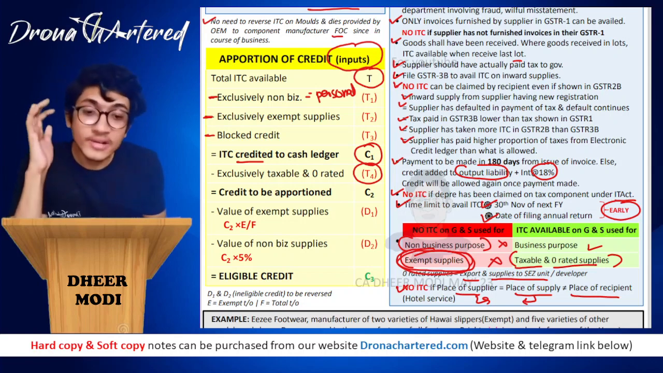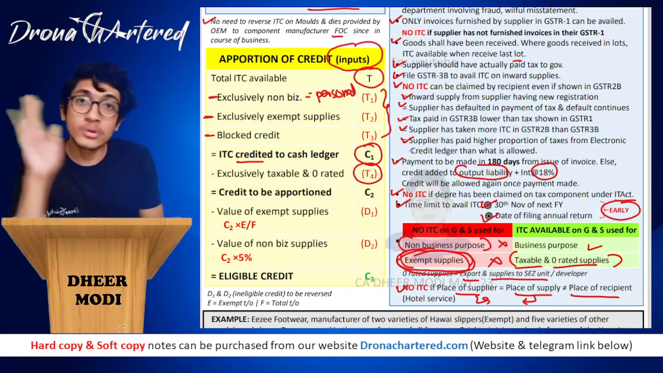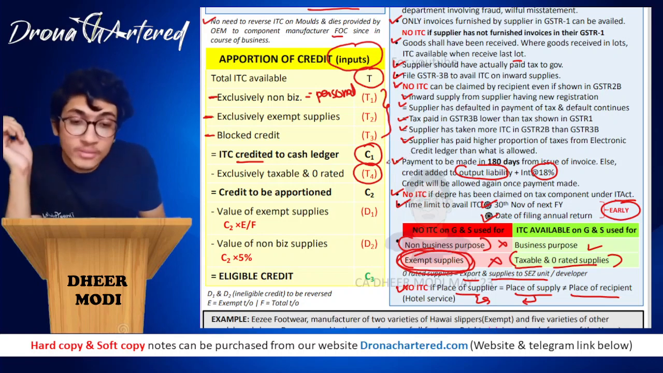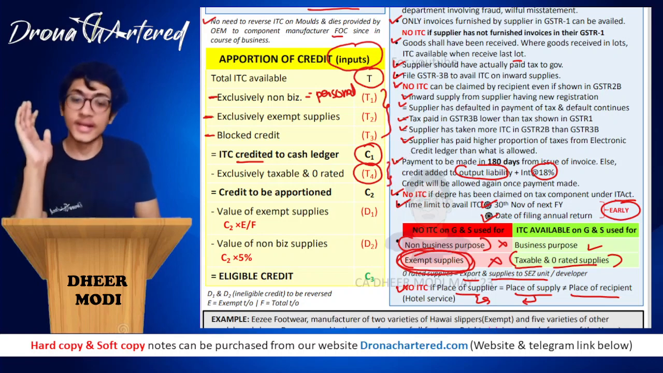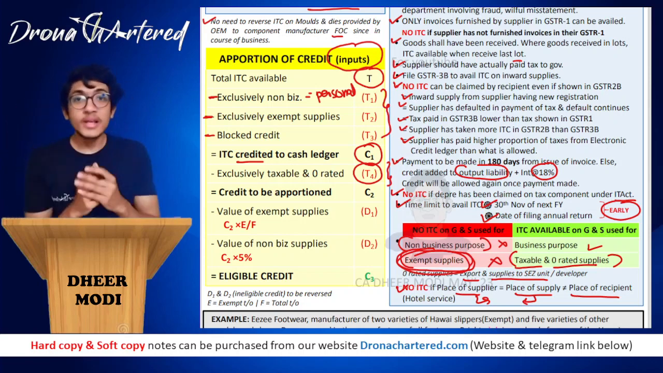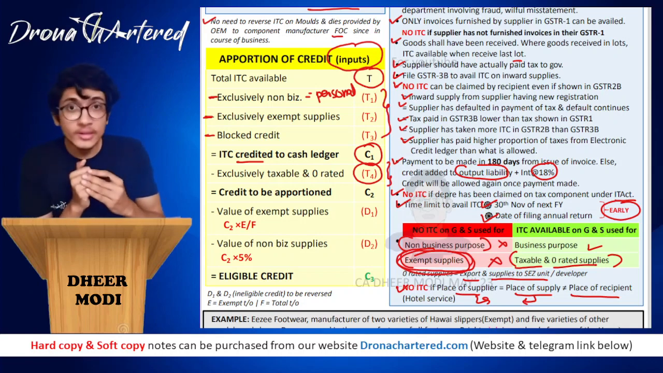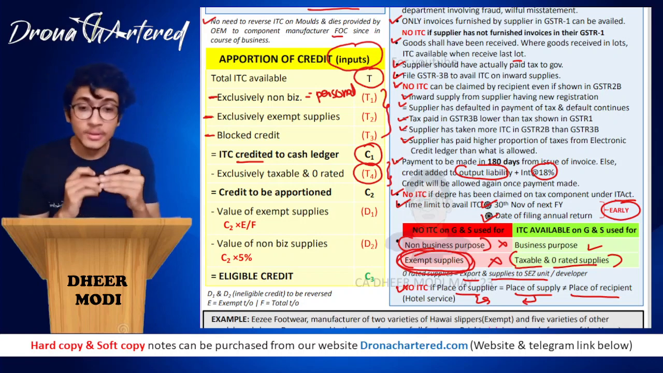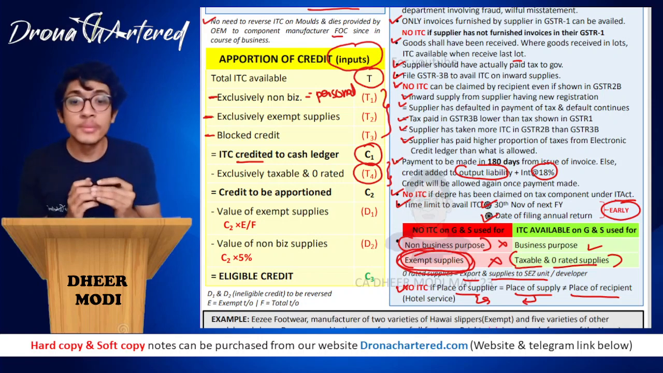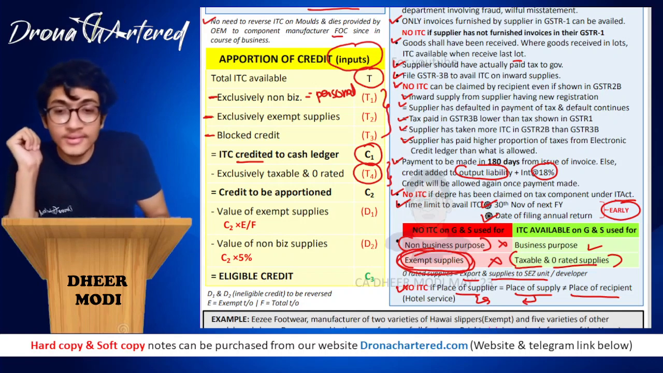So now what are we left with? We already removed exclusively non-business and exclusively where you are not getting ITC. Then we removed exclusively where we are getting ITC. So that is your T4. Now what you will be left with is inputs which are either used for exempt supplies as well as taxable, or used for business purpose as well as non-business purpose. So now you have your khichdi over here.